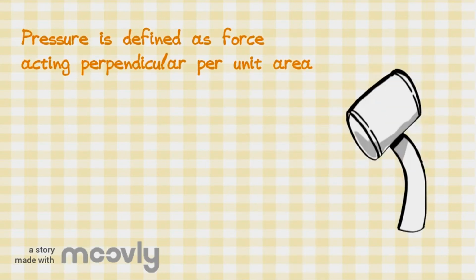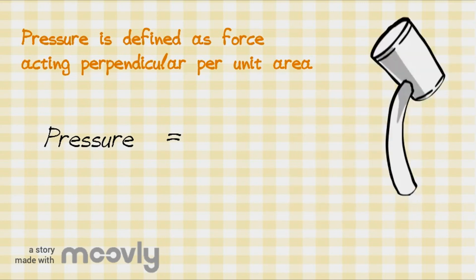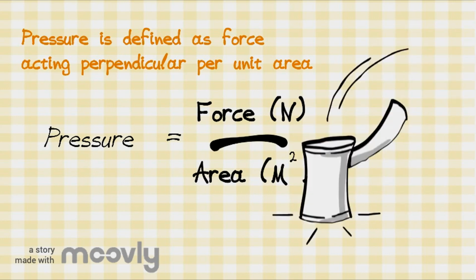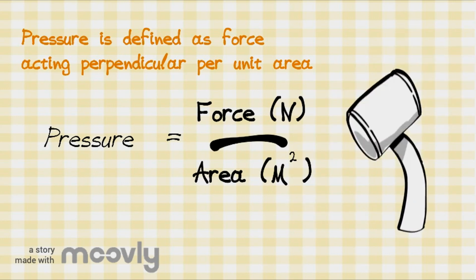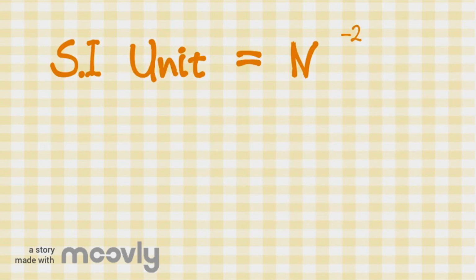So pressure is defined as force acting perpendicular per unit area. We already know that the SI unit for force is Newton, which is N, and the SI unit for area is meter square, or m square. So the SI unit for pressure is Newton per meter square, or Pascal.